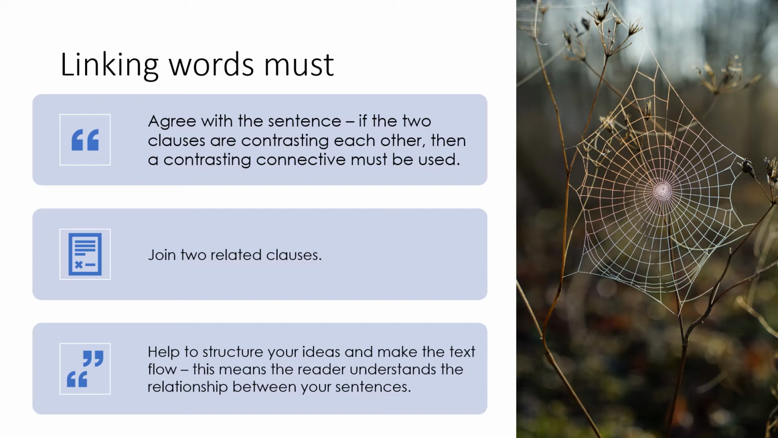About the rules that linking words have to follow. Linking words must agree with the sentence. So if the two clauses are contrasting each other, then a contrasting connective must be used. When I'm talking about clauses, all that really means is one thing that you want to say in your sentence. So if two things are opposing or opposite ideas, then you need a contrasting connective in between them. Okay, it joins two related clauses, and those clauses, once again, are just things that you want to say within a sentence. They have to help you structure your ideas and make the text flow. This means the reader understands the relationship between your sentences.